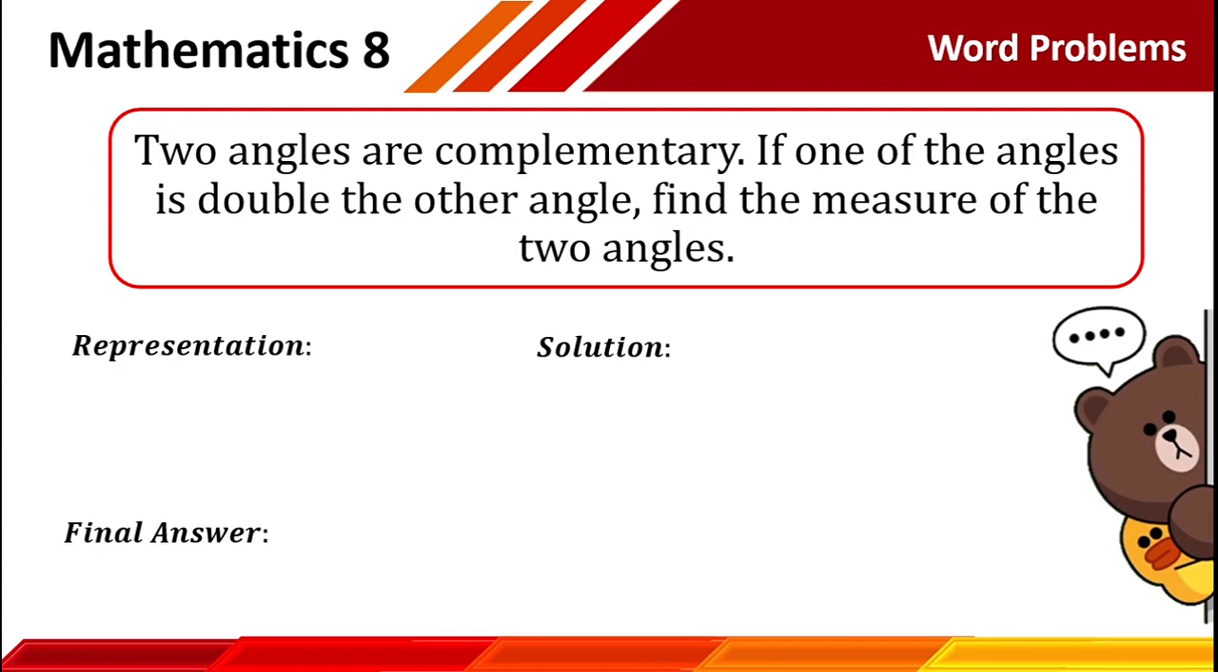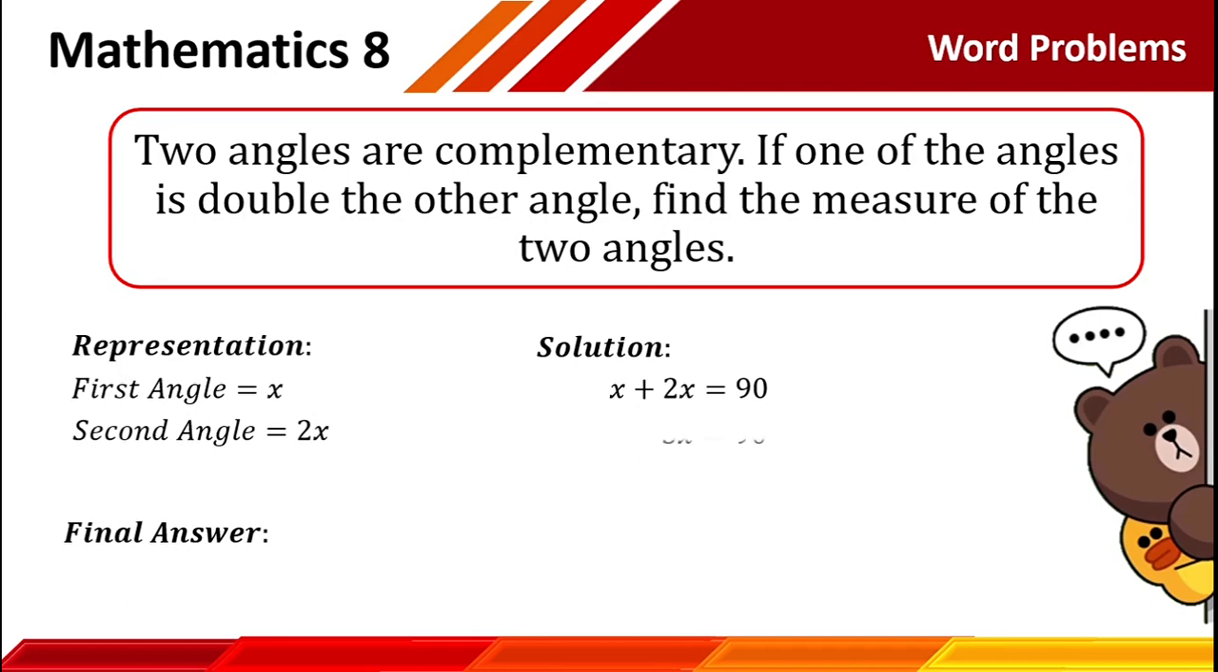We have here two angles are complementary. If one of the angles is double the other angle, find the measure of the two angles. Here, we are looking for the measurement of two angles which are complementary. So always start with the representation. We can represent our first angle as x and our second angle as 2x because it is double the other angle. For the solution, when we combine the first angle and the second angle, it will sum up to a 90-degree angle because it's stated in our problem that the two angles are complementary.